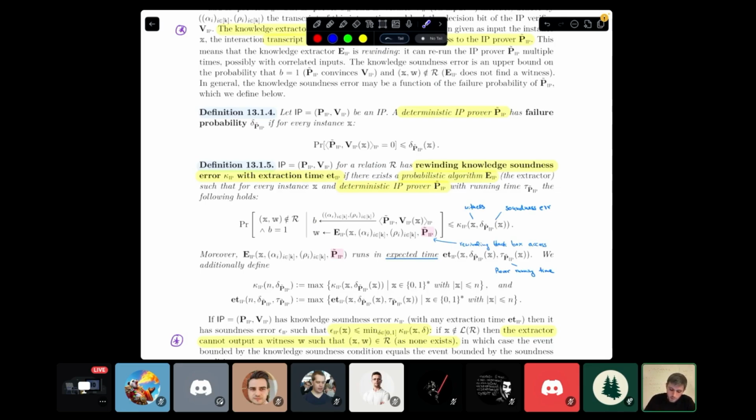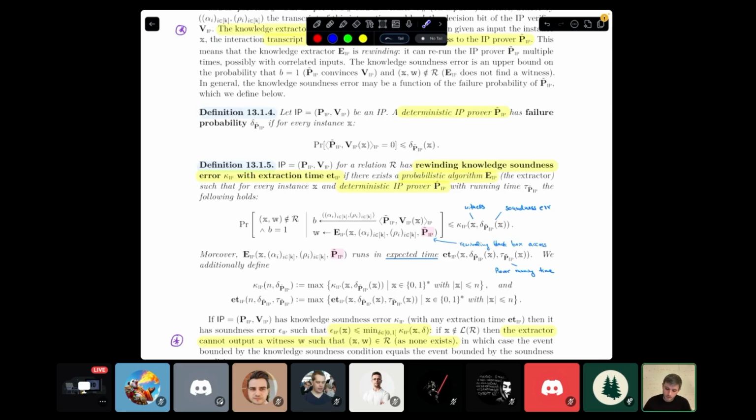So in other words, what we are saying here is that the probability that you are able to convince the verifier, but the W that the extractor outputs is not in the relation, so (x, W) is not in the relation, this probability is small. And it's going to be related to the success probability or the failure probability, depending on how you want to look at it, of the prover that we are looking at. Moreover, we want to say that this extractor runs in expected time. It is dependent on the failure probability of the prover and the runtime of the prover, because eventually the extractor might want to rewind or do crazy things with the black box access that it has. So it needs to run the prover.